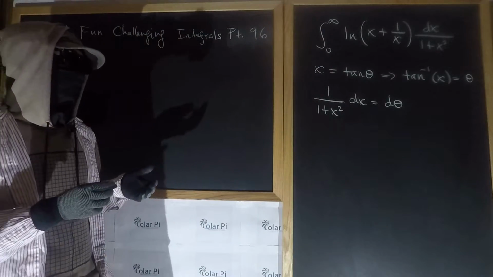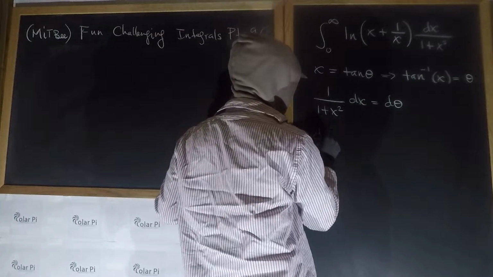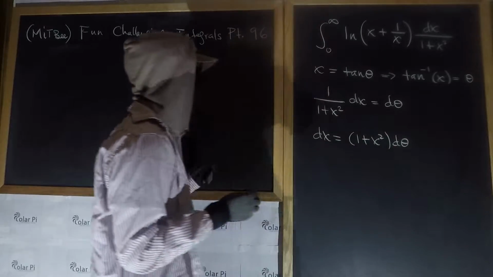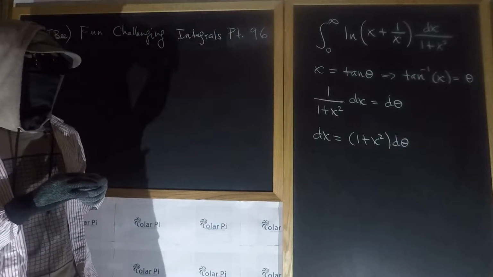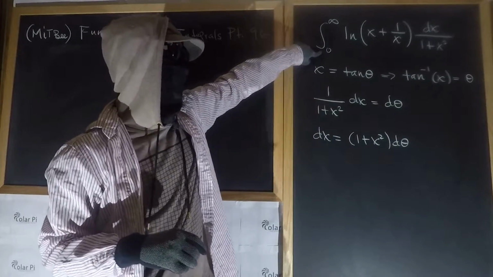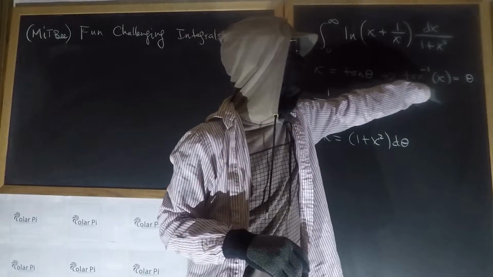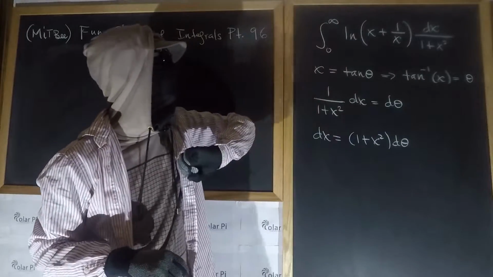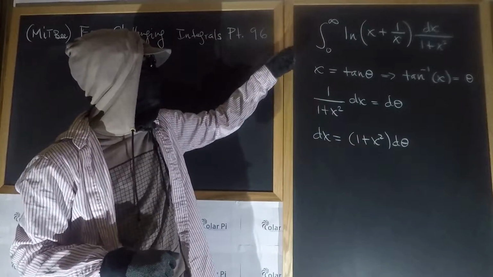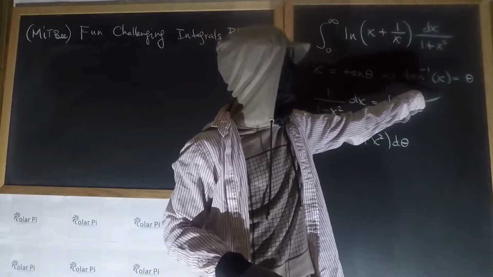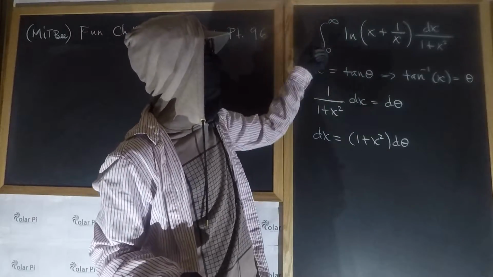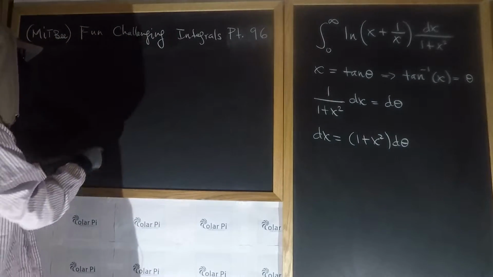And of course, this amounts to saying that dx is equal to 1 plus x squared d theta. Additionally, notice that this lower limit, 0, which is about x, is now going to be about theta, and so it's going to be tan inverse of 0, which is 0. When we switch to theta, this 0 will remain 0. And this infinity will become tan inverse of infinity, which is pi over 2. So our limits are going to be from 0 to pi over 2 when we switch to theta.